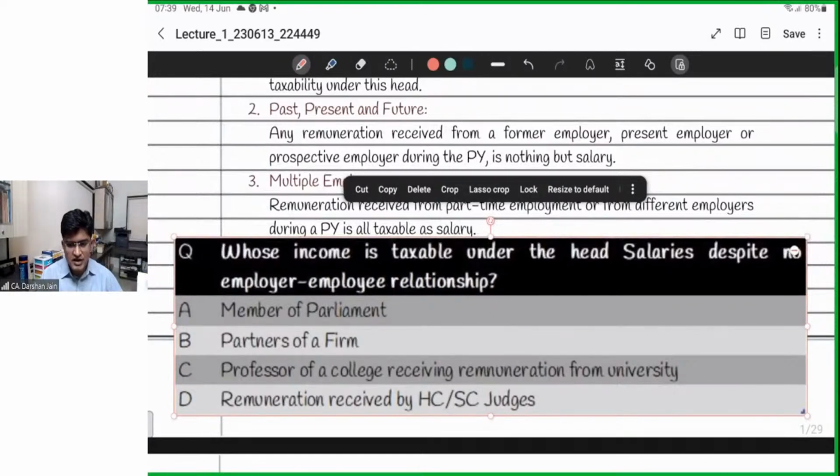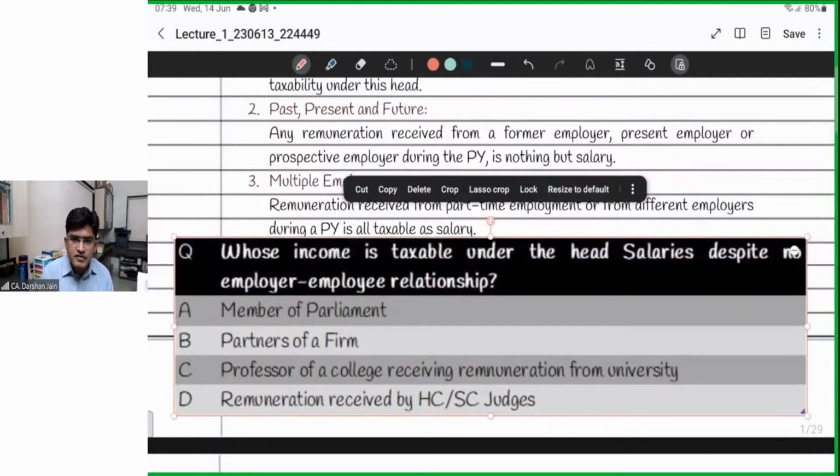Well, I've started getting a few answers. Sudhanshu says it's C, professor of a college receiving remuneration from university. Certainly not. See, the professor is employed with the college. The college is the employer. Now, the college is usually distinct from the university. If it is so, there's no employer-employee relationship between the professor of a college and the university.